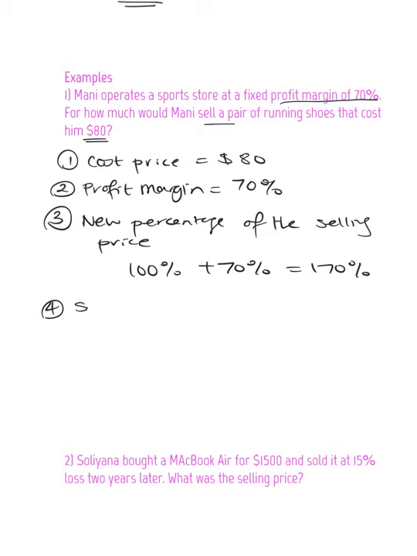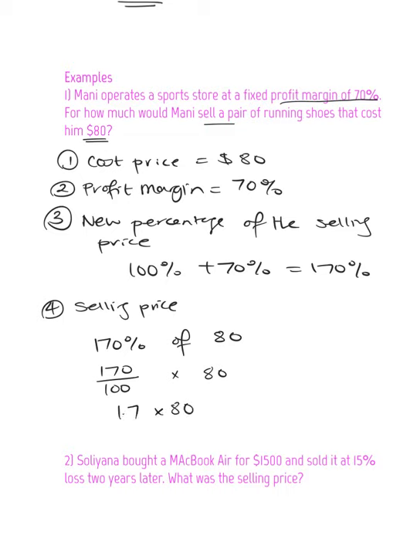Next, we need to find the selling price. The selling price is going to be 170% of $80. Now, 170% is 170 over 100. Of means multiply, and we're multiplying that by 80. So 170 divided by 100 is 1.7. Times that by 80, and that gives us $136. So that is the new selling price.